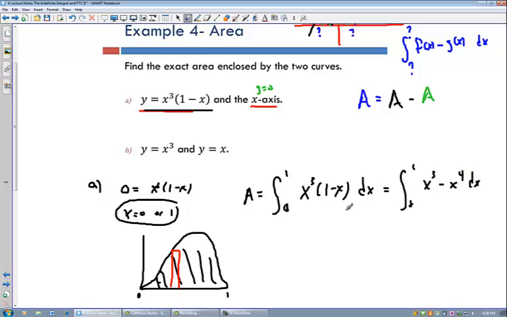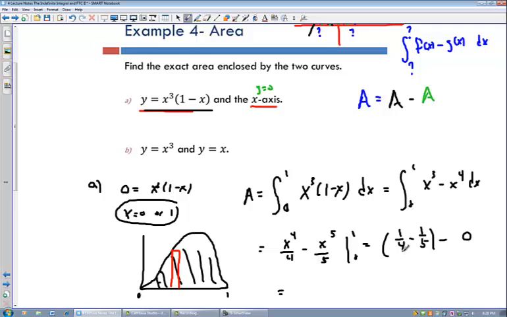I'll multiply through by the x cubed, and I get power functions. And so I add 1, so I get x to the 4 divided by 4 minus x to the 5th divided by 5 from 0 to 1. I plug in the upper limit, which is a 1, so I have 1/4 minus 1/5. Minus, now when you plug in 0, you're just going to get 0 out.